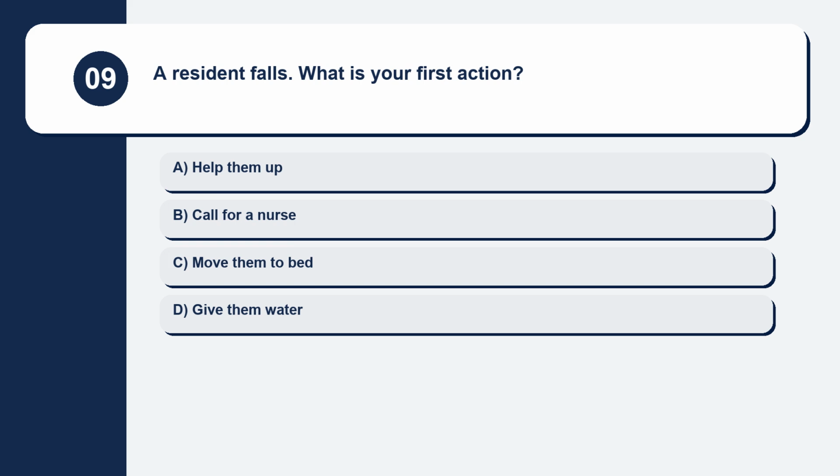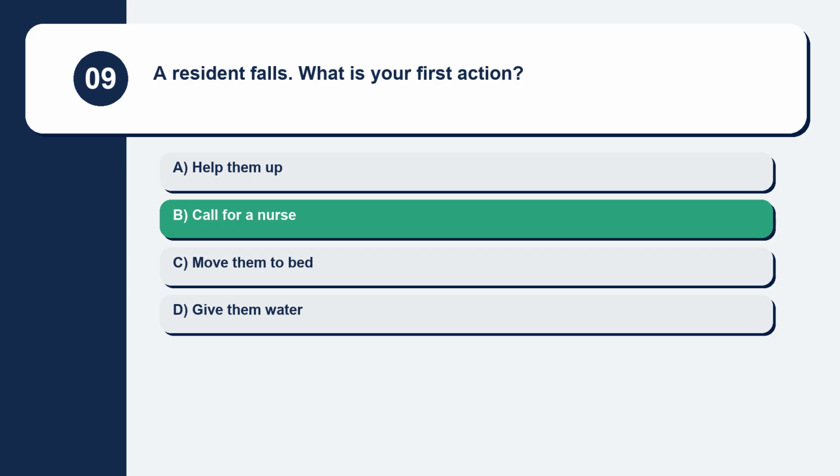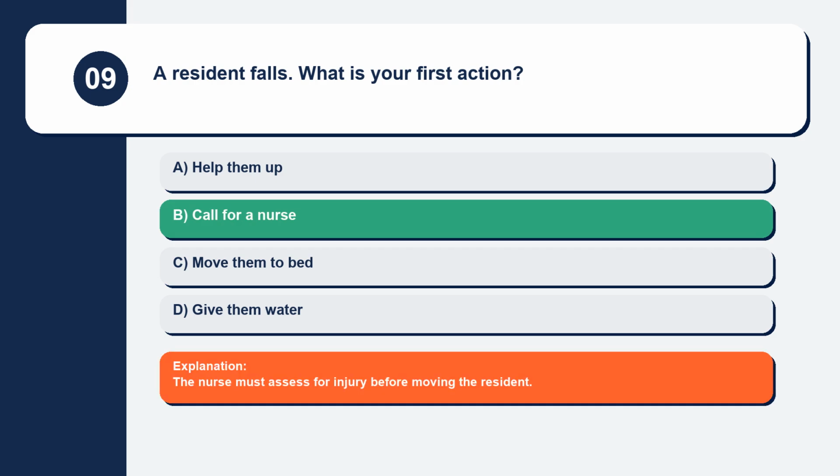Question 9. A resident falls. What is your first action? Help them up, call for a nurse, move them to bed, give them water. The nurse must assess for injury before moving the resident.